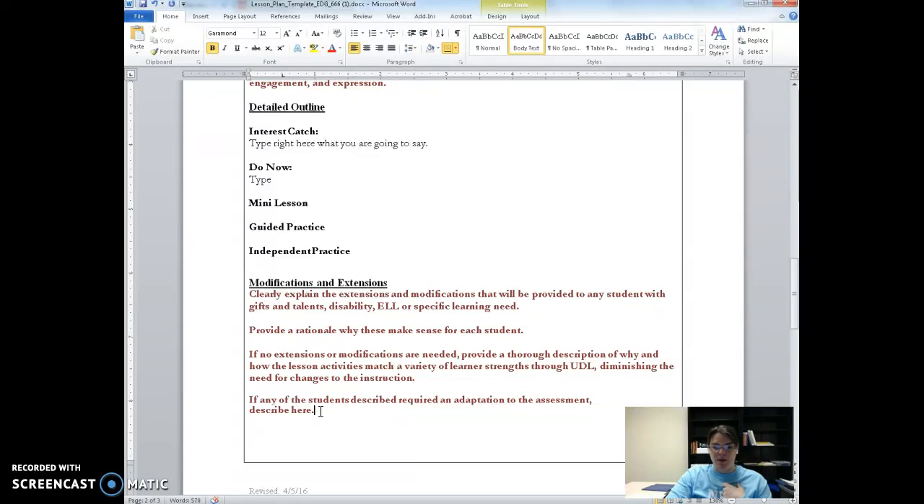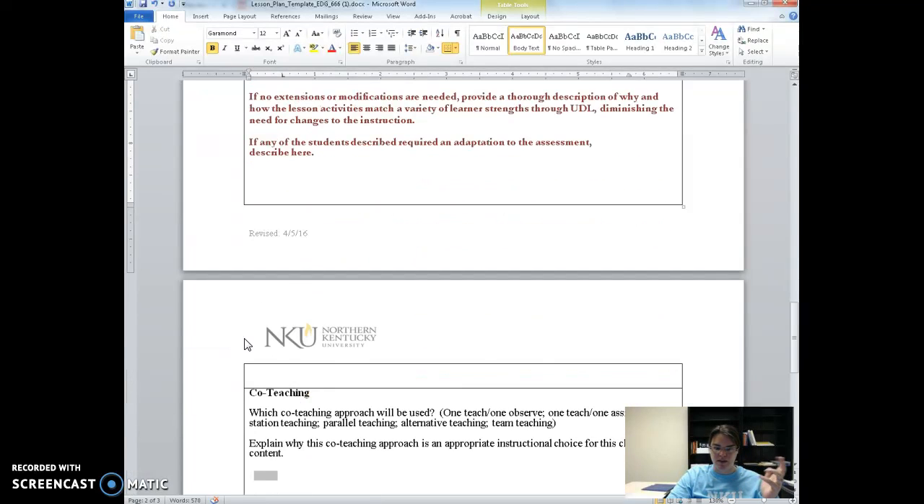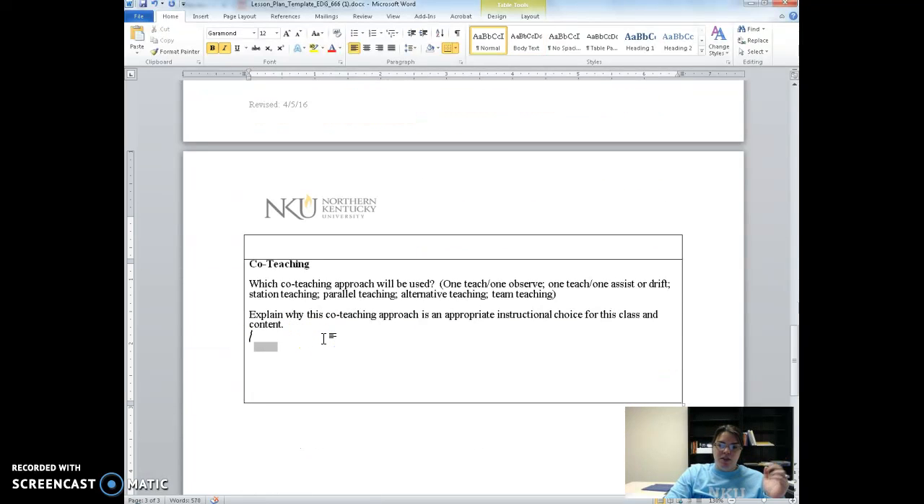So whatever it might be, just make sure that I can see your understanding of UDL throughout your lesson plan writing, and that's what this is all about. The other assumption for this class is that it's a co-taught class. So you can either play the role of gen ed teacher who's collaborating with a special educator, or you can play the role of a special educator who's collaborating in a gen ed classroom, whichever one you want to do.